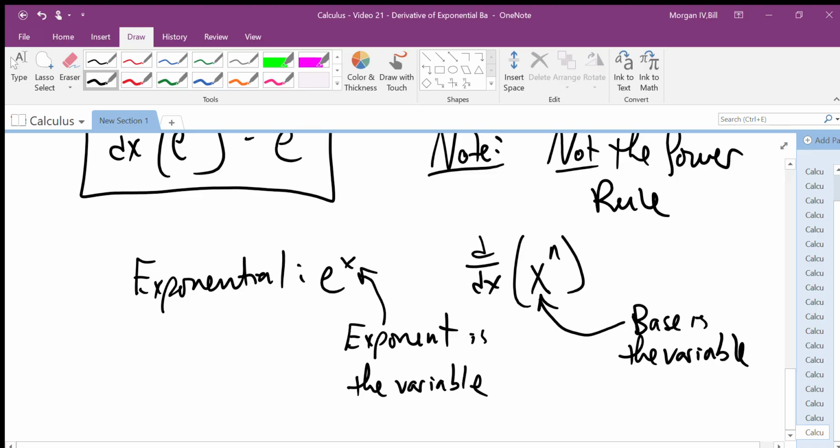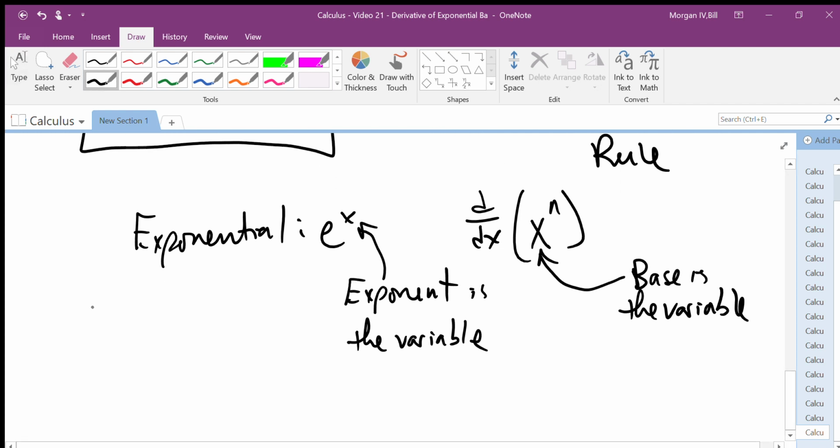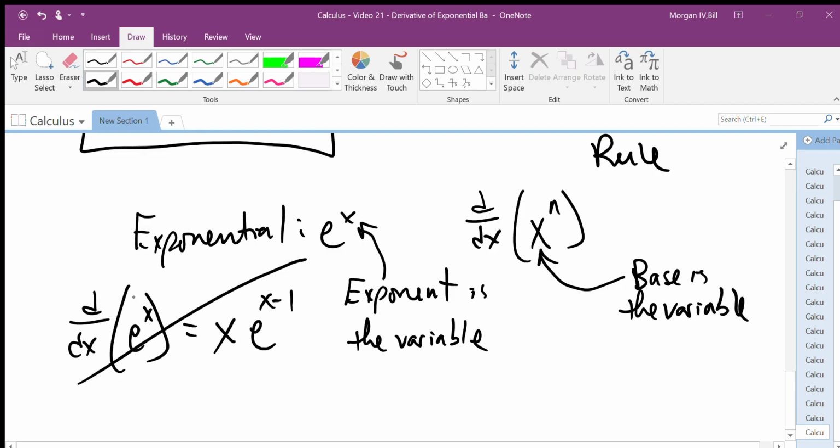And I know that you know that, but just be careful because students often, in getting used to using the power rule, try to use the power rule on any exponential function, and it doesn't work, right? The derivative of e to the x, we don't bring down the x and make it e to the x minus 1, right? That is no. We cannot use the power rule on an exponential. We can only use the power rule when the base is a variable and the exponent is a number.